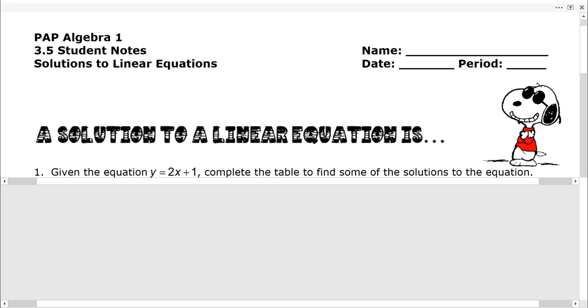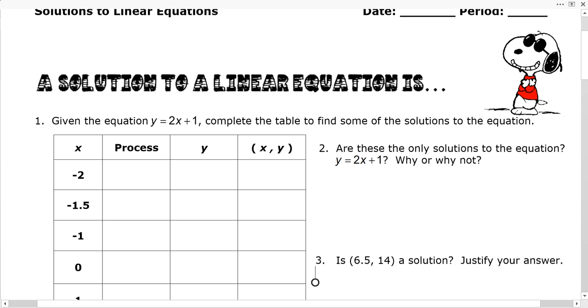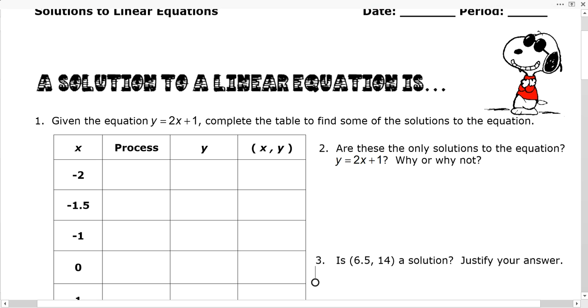Oh, I gotta get my little finger dinger. You know what I mean. Oh, we'll do blue. Sorry, you can skip this part.